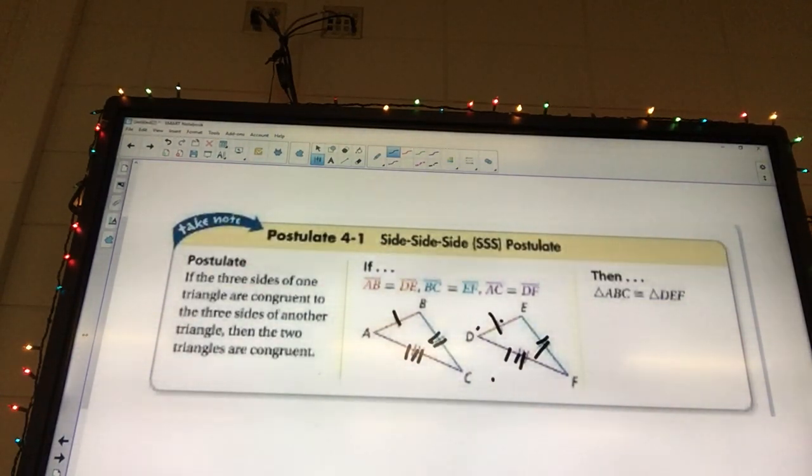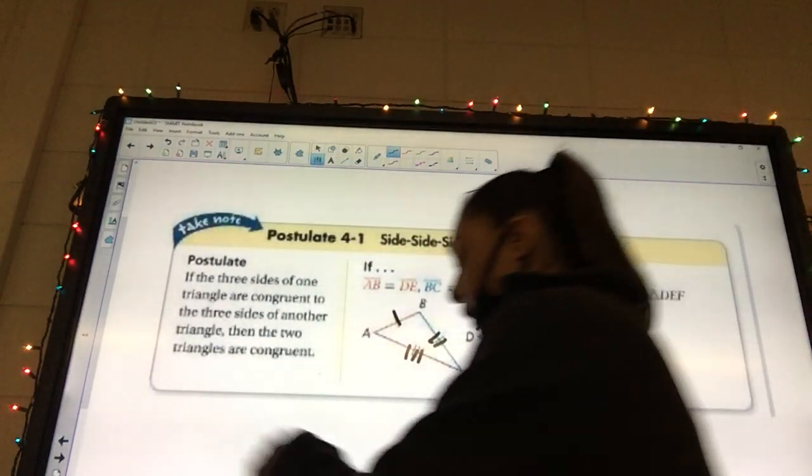So when we think about it, if all three sides of this desk and this desk are the same, then we can say that they are congruent desks. They are the same shape and size desks, okay?